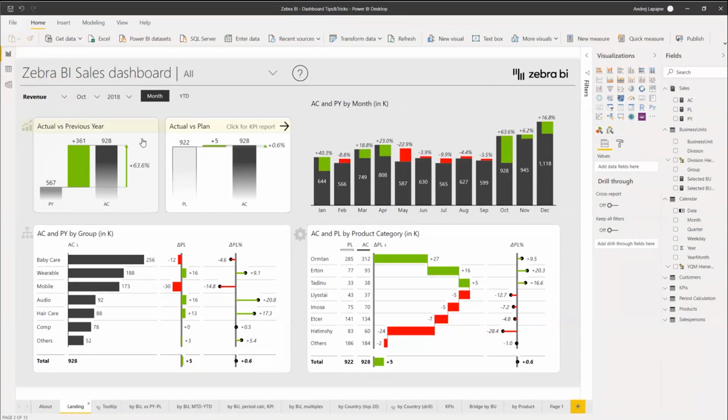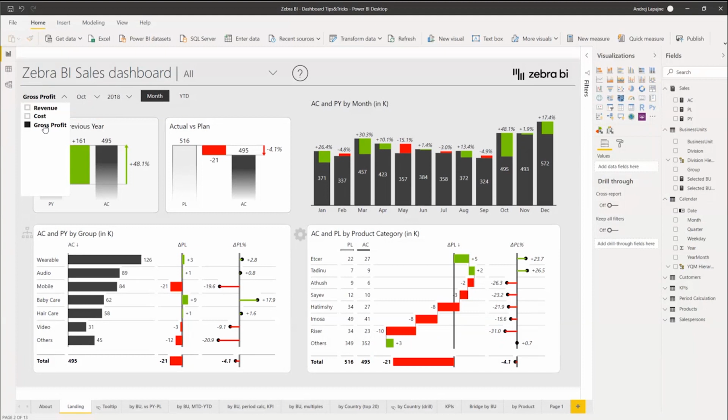This could be very visual, like in this case, which is kind of simple, right? So this is revenue compared to previous year. We had good growth here, and then we have the same revenue versus plan, which is almost on the target, right? But now I can just switch to my gross profit, check the gross profit. Oh no, this is not good. So the revenue was kind of okay, but the gross profit is below the plan here, right?